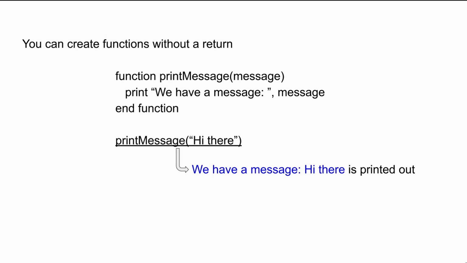For example, we can create a function to print the message we pass to it. Here, I have created a function that will print "we have a message," followed by the message that is passed as parameter to the function. After creating the function, I am calling it using its name and including as parameter "hi there." This will cause the function to print out "we have a message, hi there."